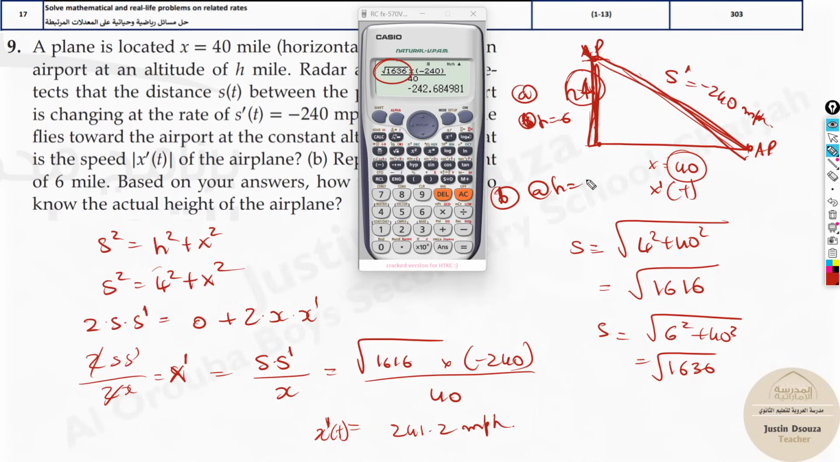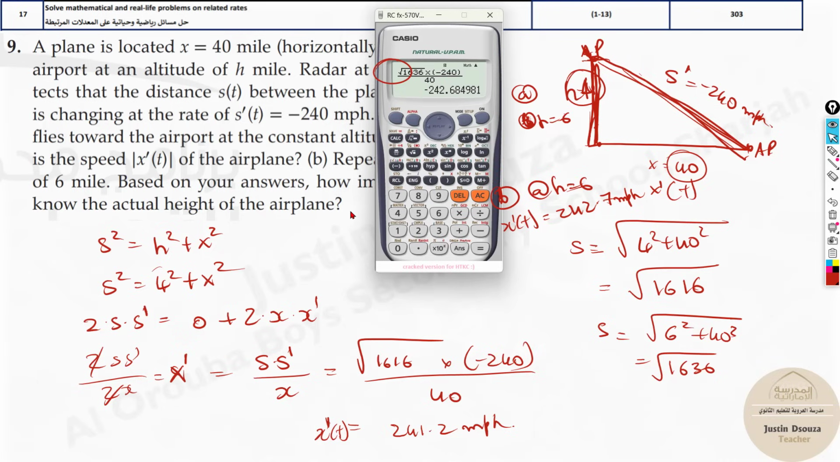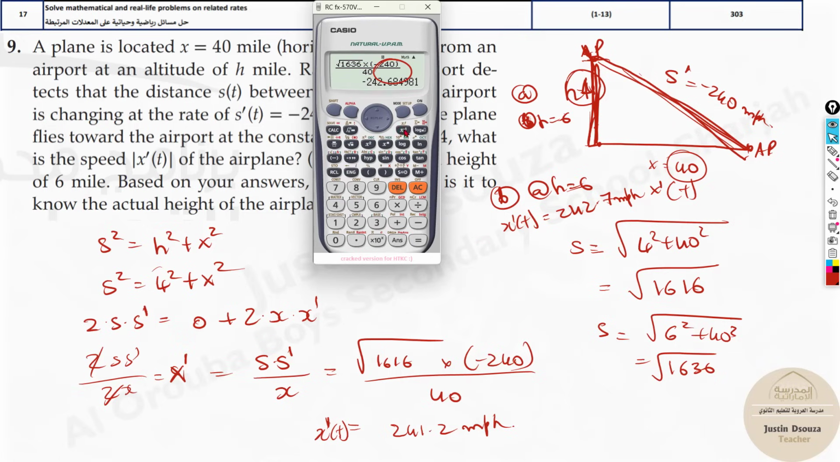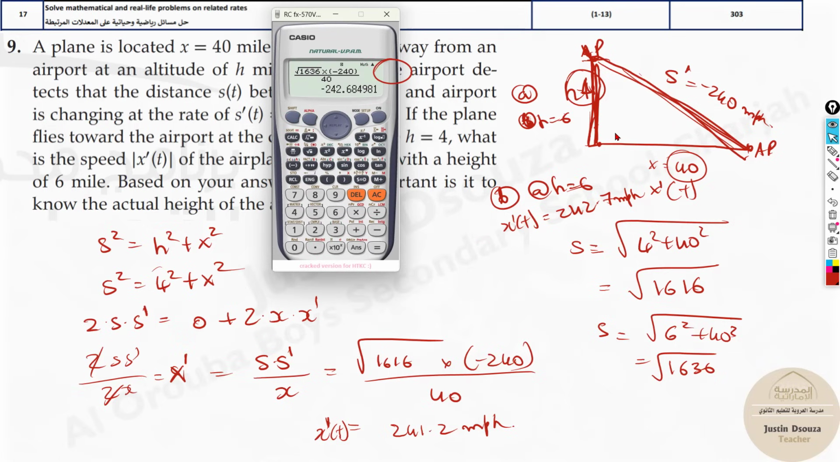B at h is equal to 6. X dash with respect to time will be 242.7 miles per hour. Now, here you realize there is not much difference. The last thing they asked, based on your answer, is what is more important? Is the height important or not? You can say it's not so important.